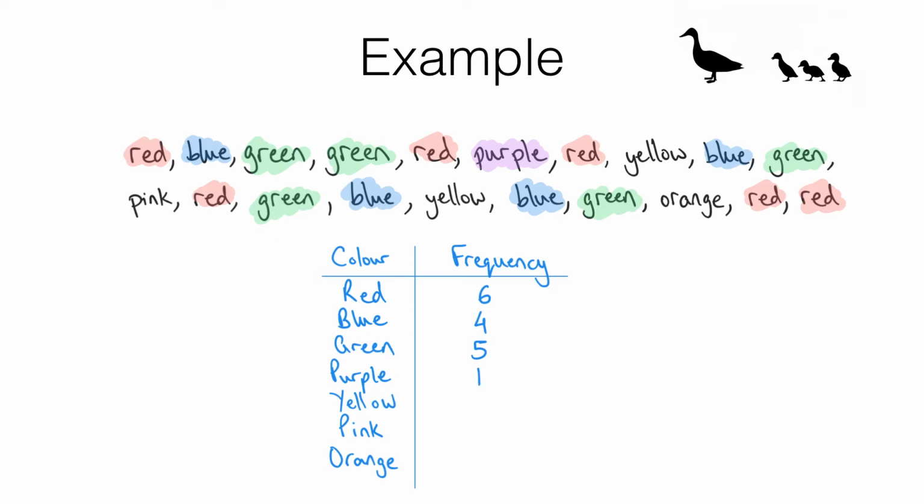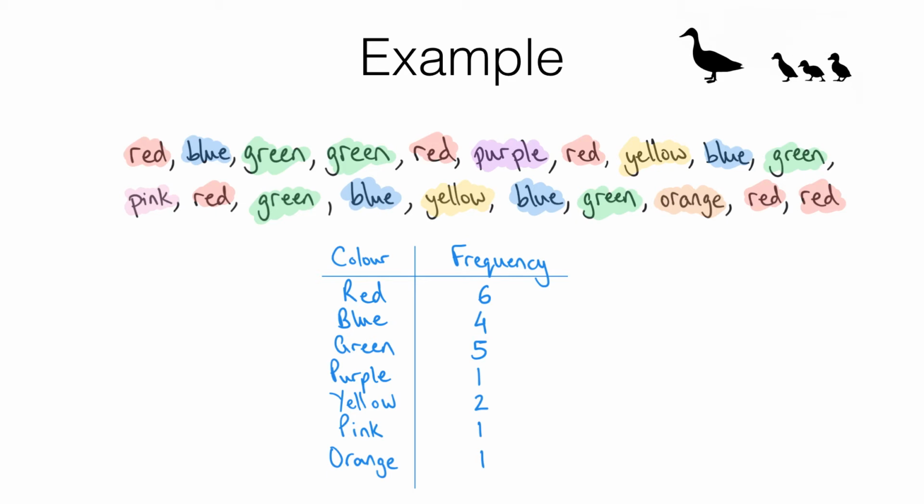How many people said yellow? Well, if we count, we'll find there was 1 there and another 1 there. So that's 2 people who said yellow altogether. So yellow has a frequency of 2. Next we have pink. Only 1 person said pink. So we need a frequency of 1. And finally for orange, only 1 person said orange. So the frequency for orange is 1 as well.